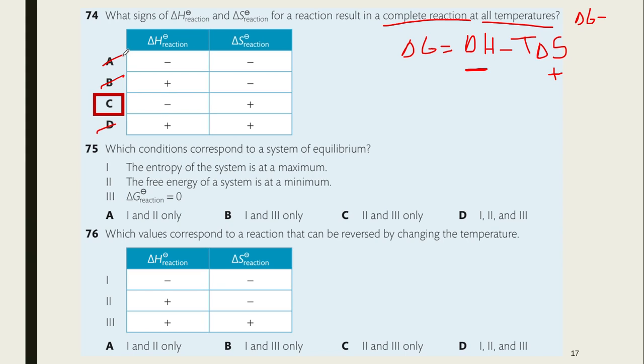All right, number 75 is kind of a tricky question, so I'm just going to give you the answer for now. But this question will make more sense when we talk about equilibrium.